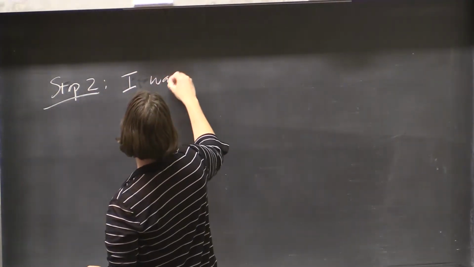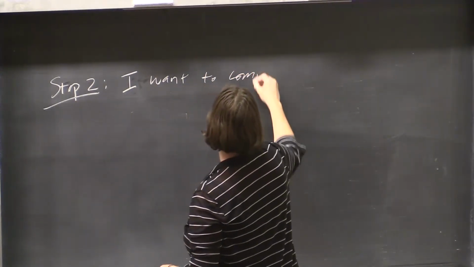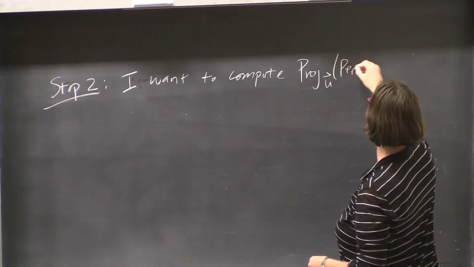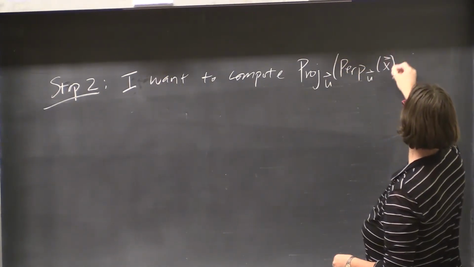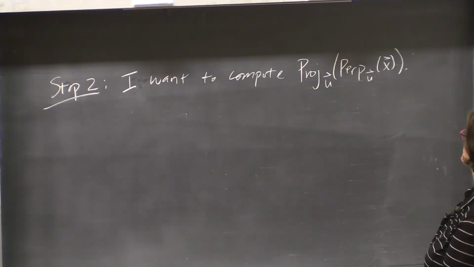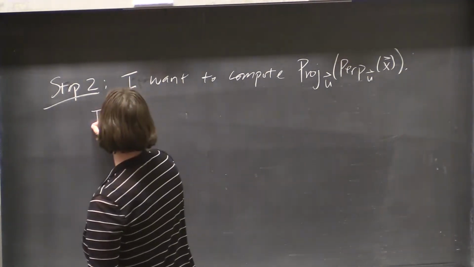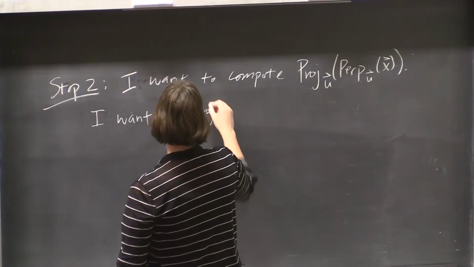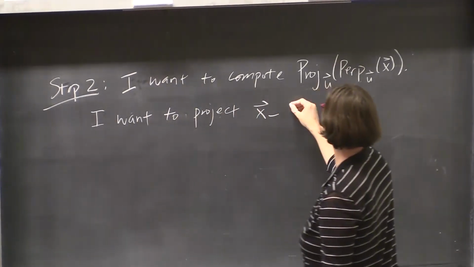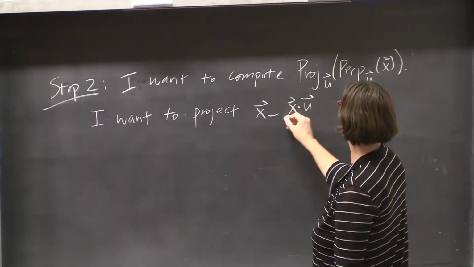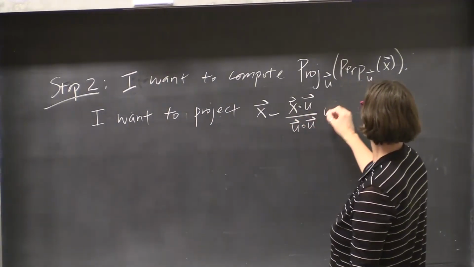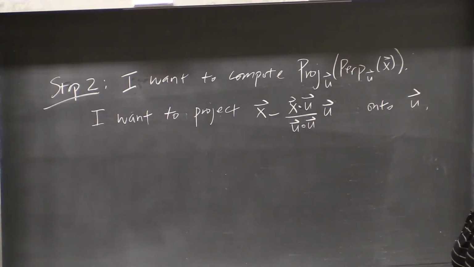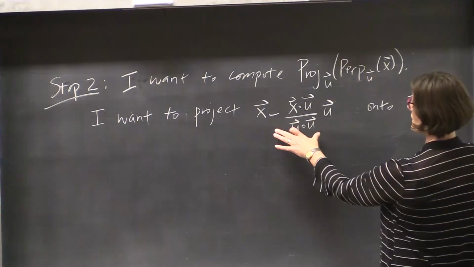I want to compute the projection onto u of the projection perpendicular to u of x. So that means I want to project x minus x dot u over u dot u times u onto the vector u. So all I did was I just said what this is.